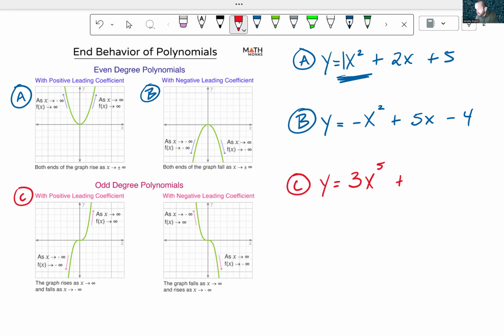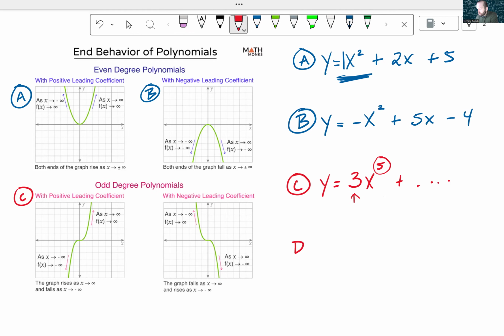And I'm just going to write it. The rest of this is less important. We're just looking at that leading term. So now with a positive number here and an odd number here, as x gets bigger, y gets bigger. As x gets smaller, y gets smaller.